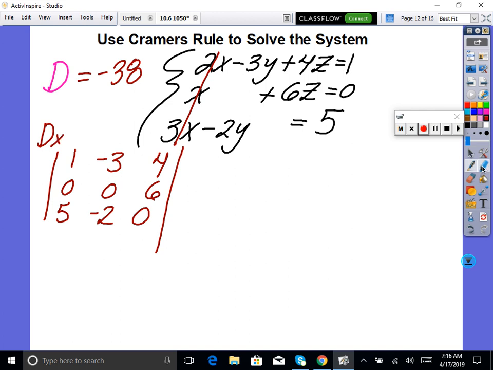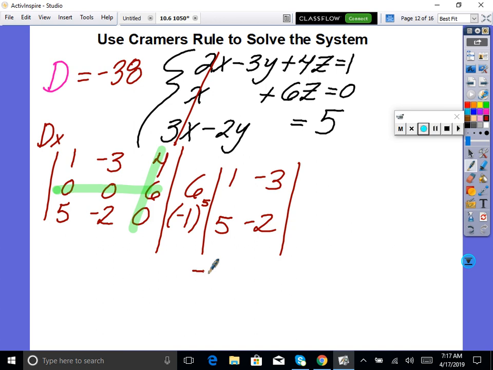So I'm going to once again choose all the zeros. The only one that matters is this column, because the other two constants would have been 0. So we'll have 6 times the determinant, what did I forget? 6 times negative 1 to the 2, 3. So that'd be 5. Then we would have 1, negative 3, 5, negative 2. So then we have negative 2 minus negative 15. 15 minus 2, 13 times negative 6. What is that?